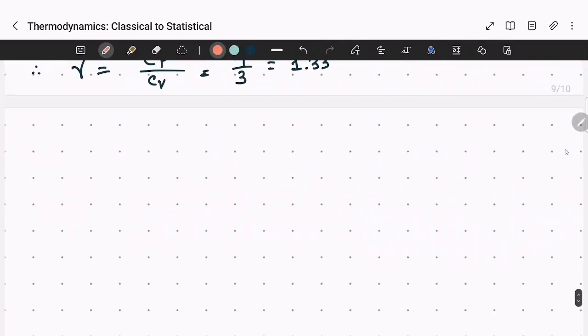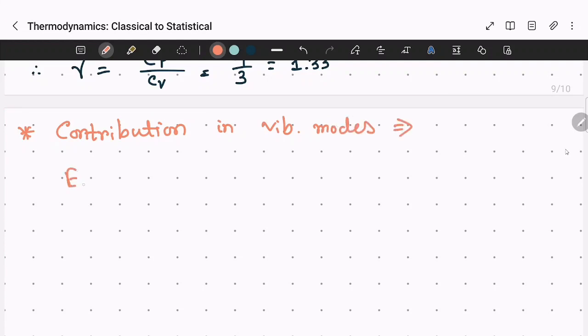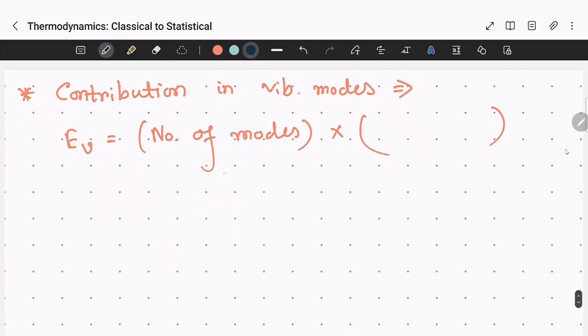Everything is same. If you change the temperature, the contribution in vibrational modes will be changed. Then EV is, this is correct, number of modes, but this contribution will be changed. Okay, just let me write.